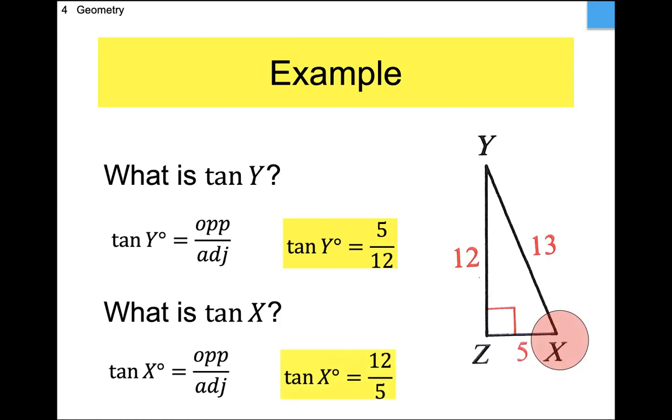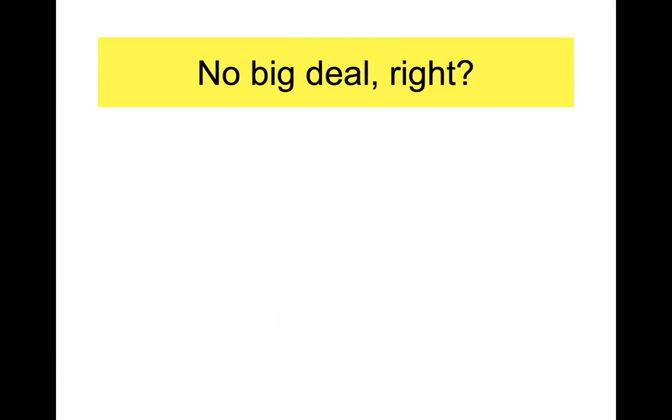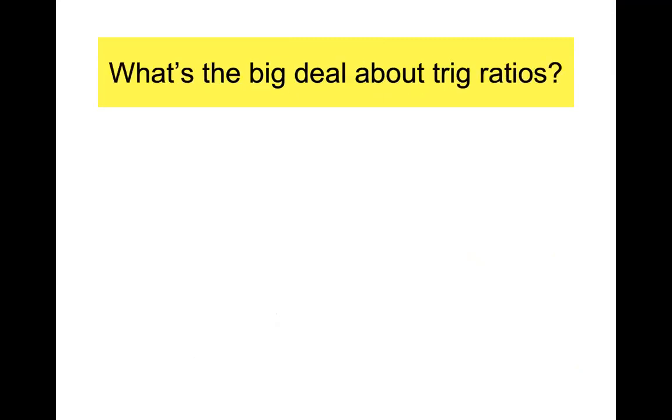Now, what did we accomplish? Well, pretty much nothing there. We didn't solve for how big the angle is or even an unknown side. We just set up the ratio itself. So that's not a big deal, but it is a big deal because as soon as we actually solve for an angle or side, if you can't set up the right ratio, you don't get to the right answer. So what's the big deal about trig ratio?